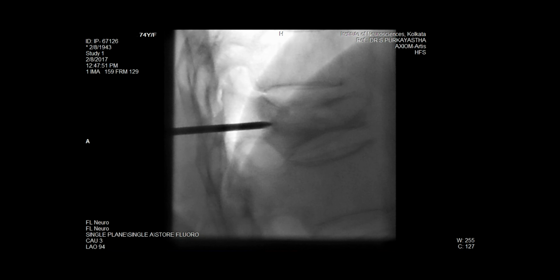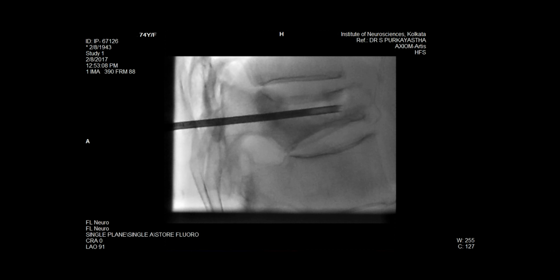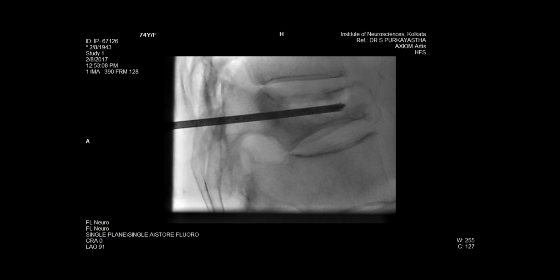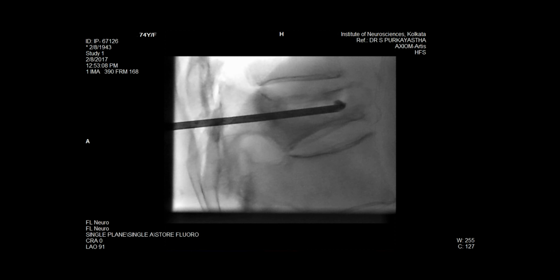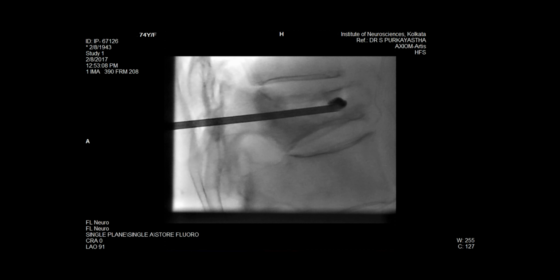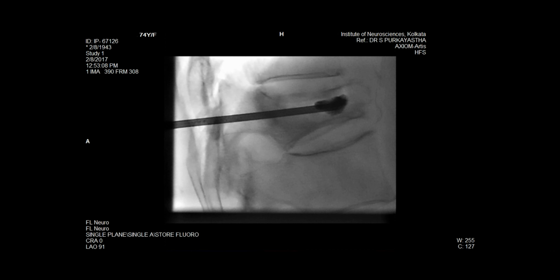Now, what is bone cement? This is a mixture of a liquid and a powder of polymethyl methacrylate. So this is what we call bone cement. The same cement is used by orthopedicians for joint replacement, and it is the same cement that we infuse. When you mix the solid and the liquid, it causes an exothermic reaction. That means it emits heat.